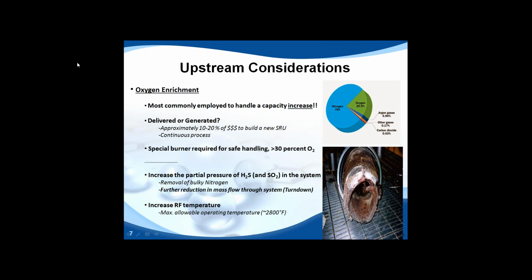Another option, oxygen enrichment. Typically for turndown conditions, so a decline in H2S content and/or feed flows, yielding overall fewer tons per day being processed in the SRU than we used to. The important thing to realize with oxygen enrichment is that it is most commonly employed to handle a capacity increase. So not so much a decrease, but actually an increase.